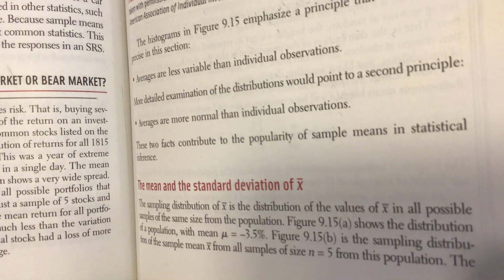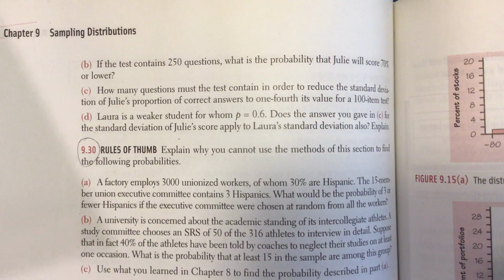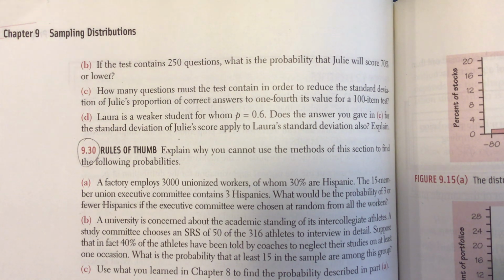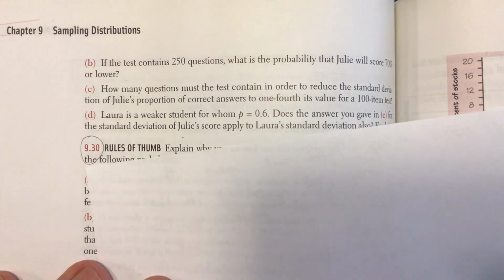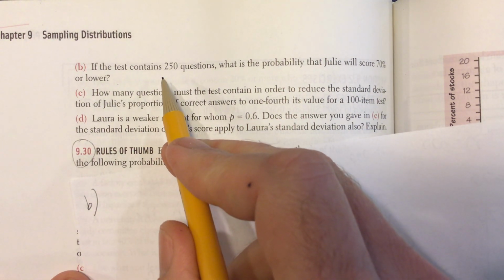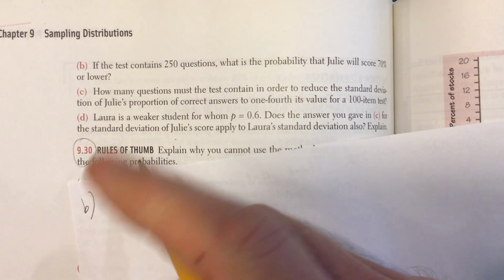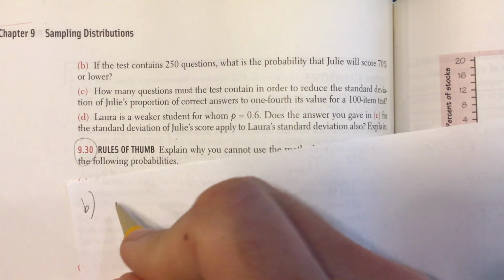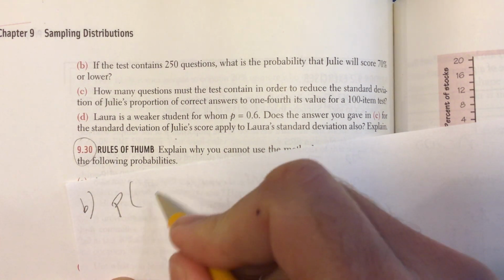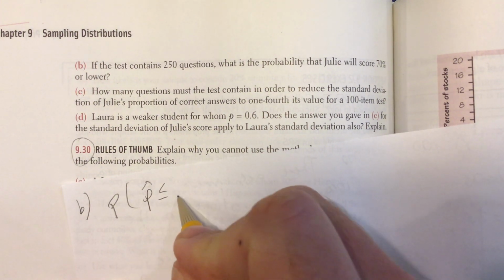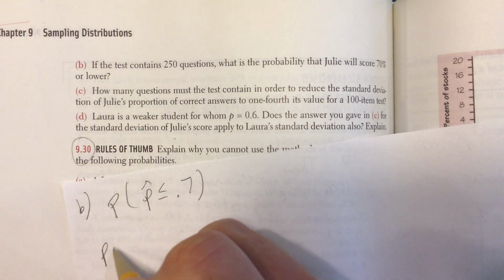Okay, a couple more. If the test contains 250 questions, what's the probability Julie will score 70% or lower? Okay. This is more questions, but we still pass our checks. Feel free to redo them. I'm starting to struggle a bit here, so I'm going to just trust you to do them. So, p hat. Get our z-score.